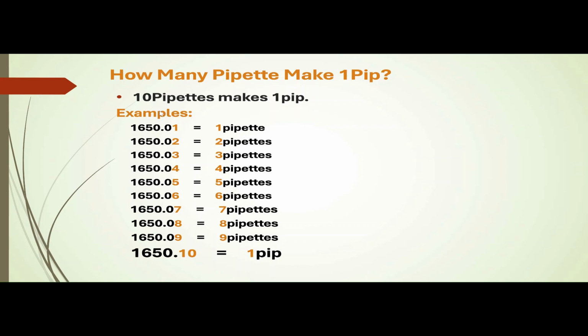Now let's count together. 1650.01 equals 1 pipette. 1650.02 equals 2 pipettes. 1650.03 equals 3 pipettes. And so on: 4 pipettes, 5, 6, 7, 8, 9 pipettes. Then the last one is 1 pip: 0.10 makes 1 pip. The values 0.09, 0.08, 0.07 are pipettes, and 0.10 is a pip.